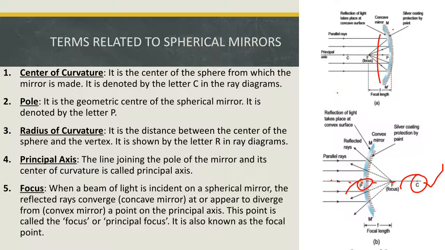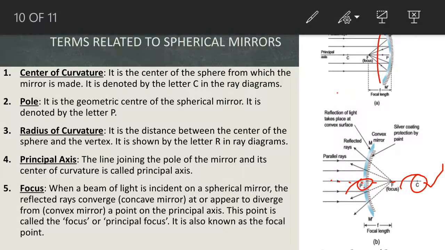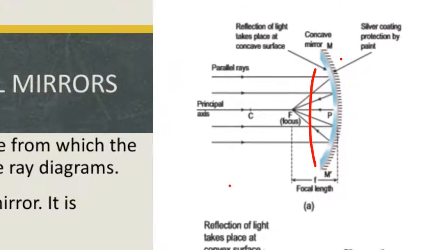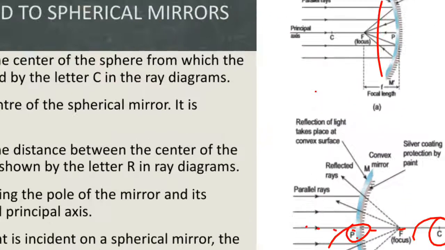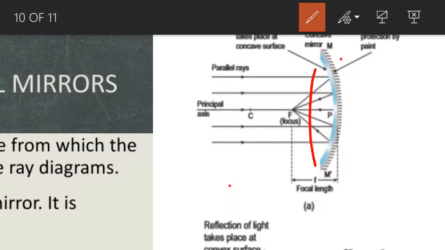Okay. Then the next point is focus. When a beam of light is incident on a spherical mirror, the reflected rays converge in the case of a concave mirror, or appear to diverge in the case of a convex mirror, at a point on the principal axis. Not just a beam of light, but parallel rays. You can see there are many lines coming in, 1, 2, 3. All of them are parallel rays. This represents the direction of light falling. So parallel beams are coming.